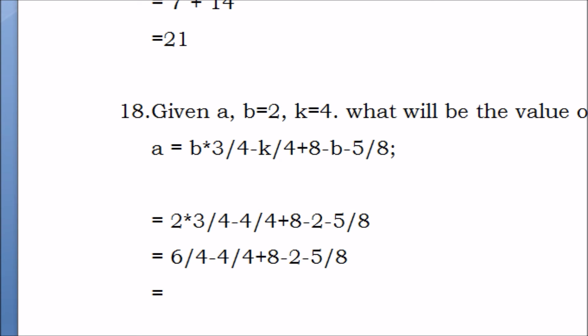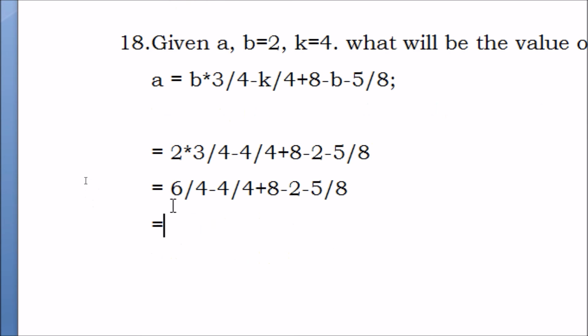Then I will evaluate 6 divided by 4, okay? So what it will be is again integer by integer, so the value is going to be an integer, so it is 1. The portion which comes after the decimal point we will simply not take, okay? So it is 1 minus 4 divided by 4 plus 8 minus 2 minus 5 divided by 8.